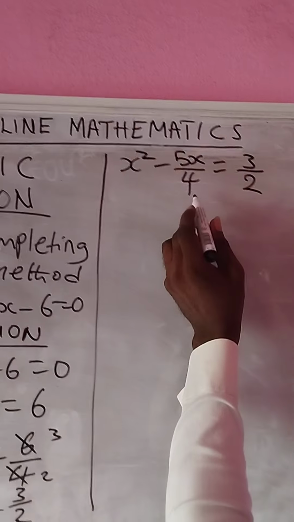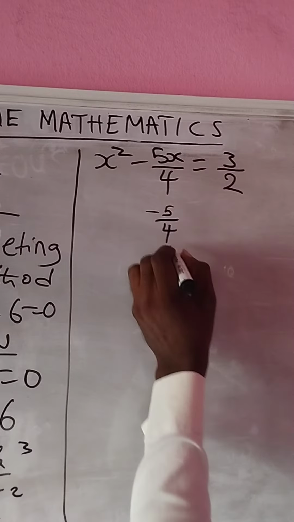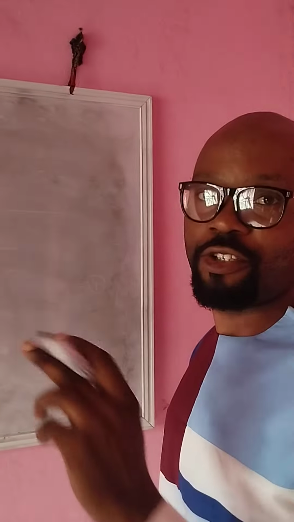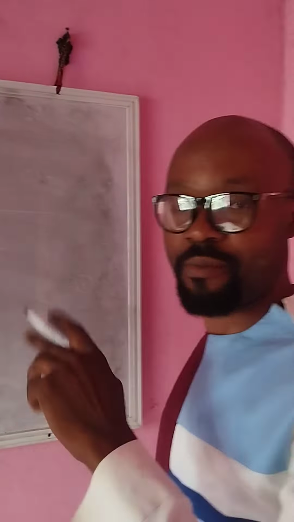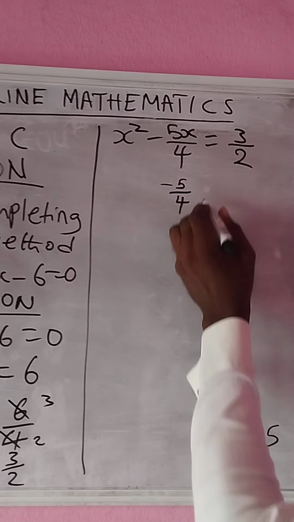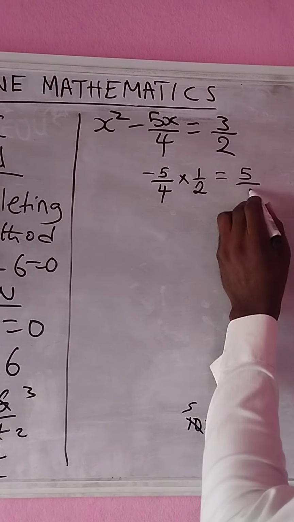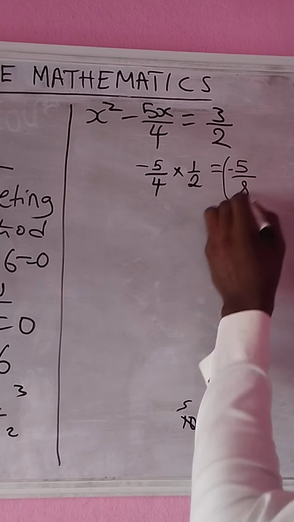What do we do from this place? From this point, you look at the coefficient of x, which is -5 over 4. Half of 5 over 4, you multiply it by half. Half of a number, you times the number by half. Half of 10, you times it by half. 10 times half will give you what? 5. So if you want to get half of a number, you multiply the number by half. So half of 5 over 4, you multiply it by half to get 5 over 8. So you have -5 over 8.